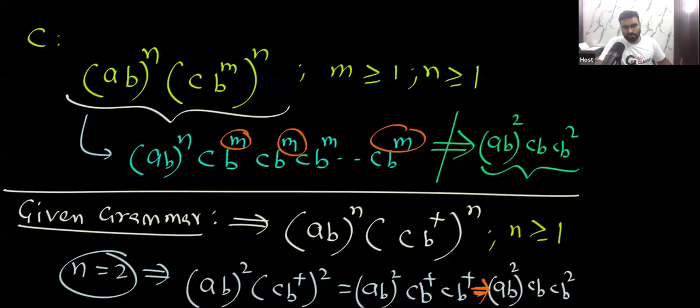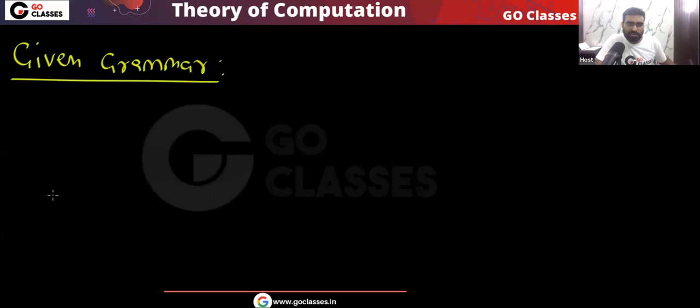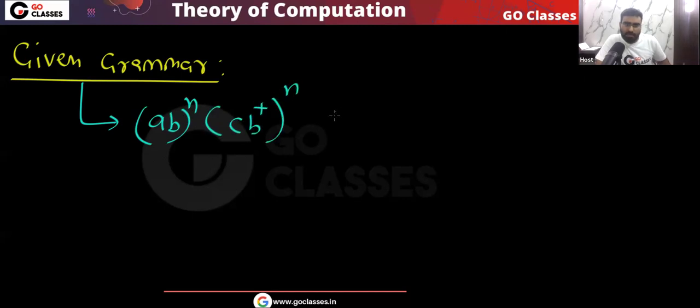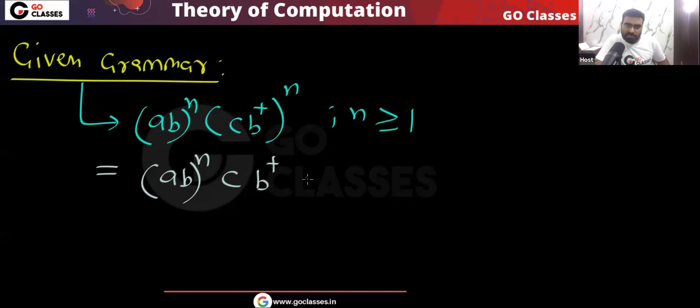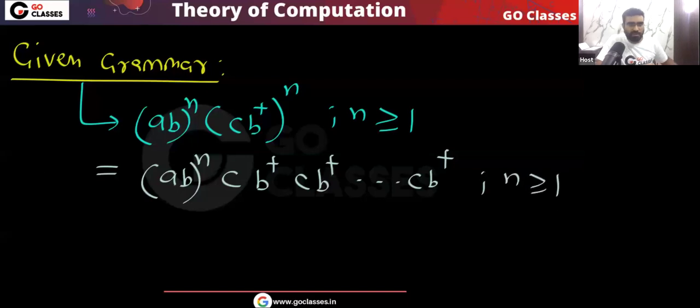Understood this? Please tell me. Let me know. So I hope this point is clear. Let me explain again one last time, because option C is actually the most common mistake. The given grammar will generate what? It will generate ab power n, then (cb plus) power n, where n is greater than or equal to 1. So you will get ab power n, then cb plus, cb plus, cb plus, these n times.